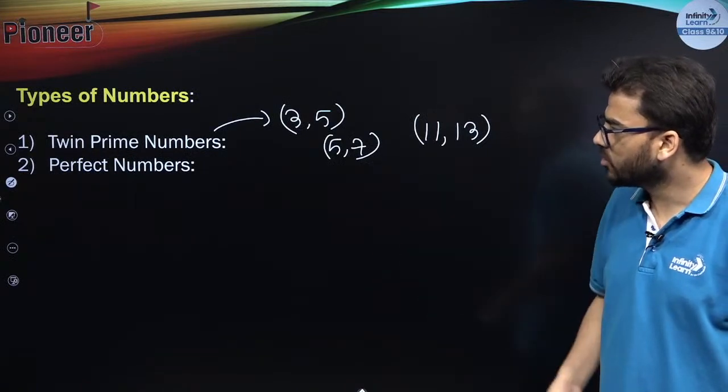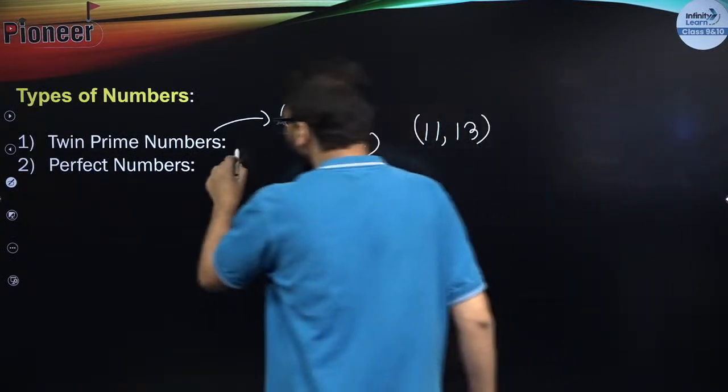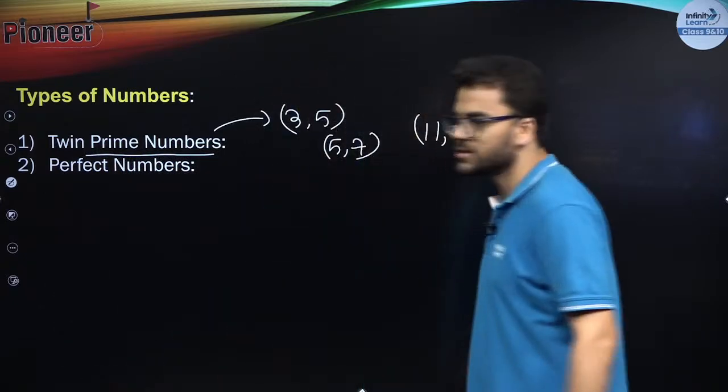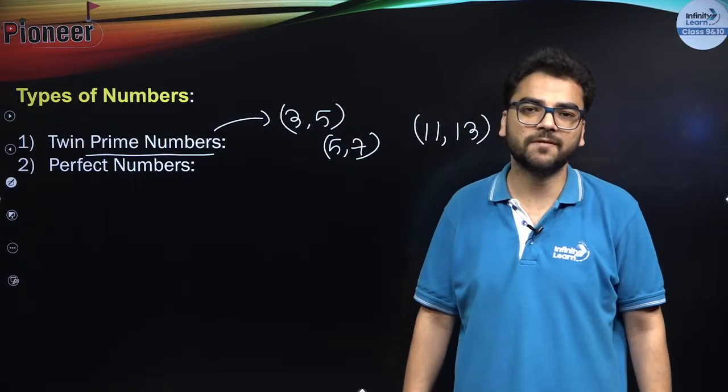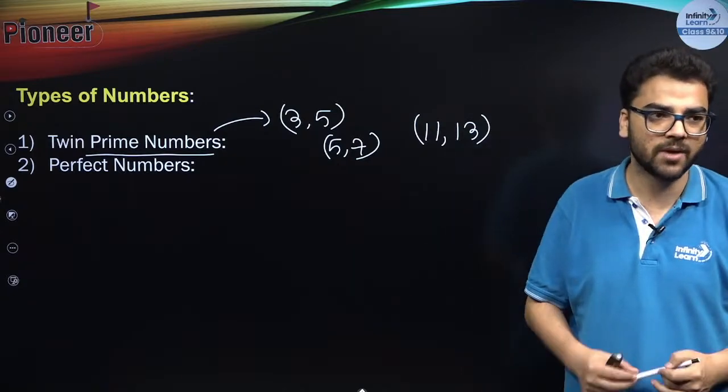Now there is one more thing over here. Twin prime numbers I had already discussed. A pair of prime numbers whose difference is 2 are known as twin prime numbers.